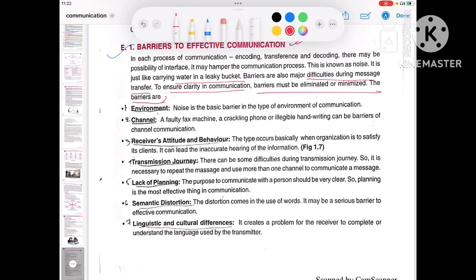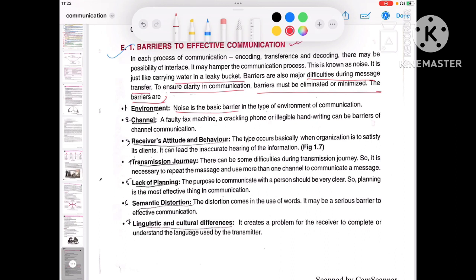These are very important barriers. First one is the environment. Noise is a basic barrier in the environment of communication. If noise is here, we couldn't hear what the person or the patient is saying. The reason we study communication here is that we are communicating with the patient, so we need more communication and more information. What the patient is saying should be loud, and what the nurse is saying to the patient should be loud. Then only they can understand what we or others are saying. So the first one is the environment, where we have seen noise.